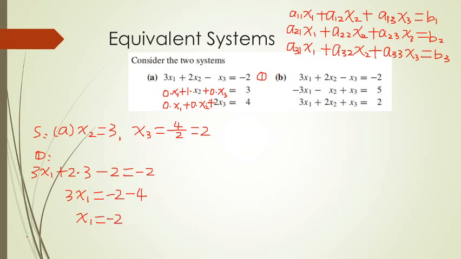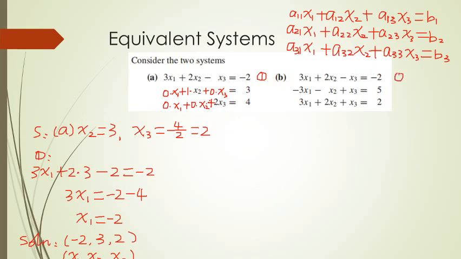It's easy, right? So the solution for the 3 by 3 system in part A will be minus 2, 3, 2. We always write the solution for the linear system in this way: x1, x2, x3 in this order. So x1 is minus 2, x2 is 3, x3 is 2. The solution is minus 2, 3, 2, which means the solution for the 3 unknowns that satisfy those 3 equations simultaneously. It's easy for part A, right?